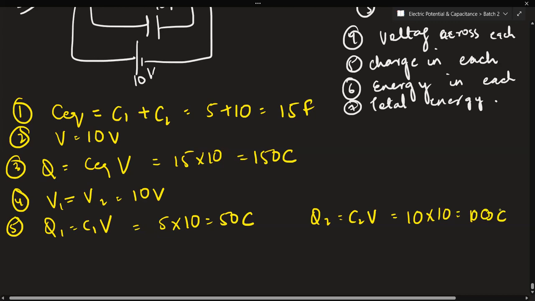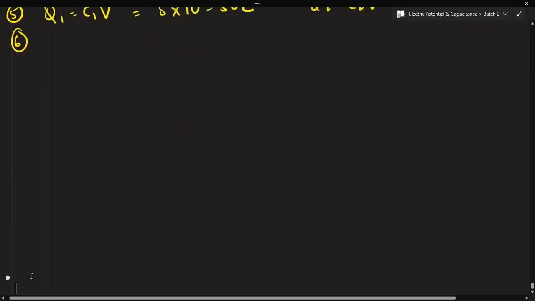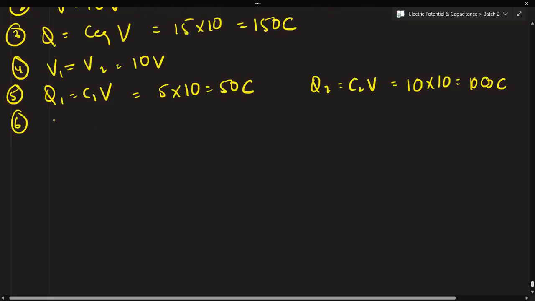The sixth part says what? Energy in each of them. For the calculation of energy, you can directly use the formula half C V square. So energy U1 will be half C1 V square, half into 5 into V square, which is 100. So this will be 500 by 2, that is 250 joules.